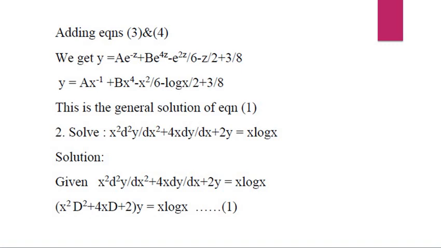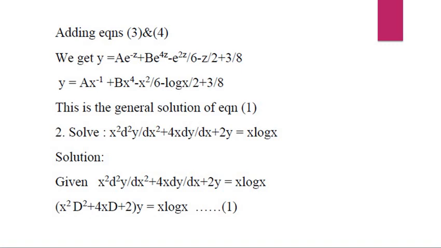After replacing the values of e power z and e power 4z and z value here, we have y as a function of x, namely y is equal to a x power minus 1 plus b x power 4 minus x squared by 6 minus log x by 2 plus 3 by 8. This is the general solution of the given equation 1.